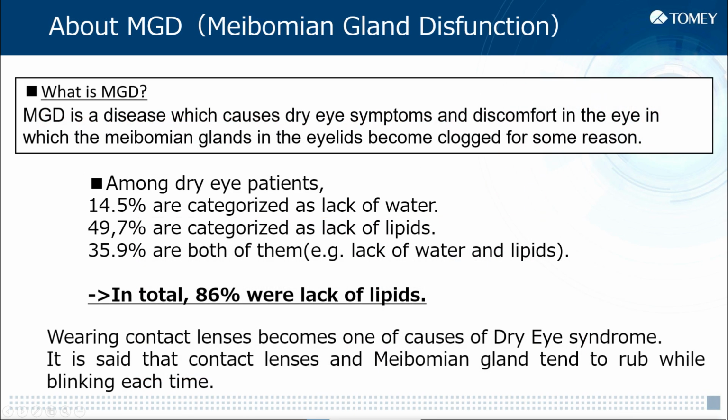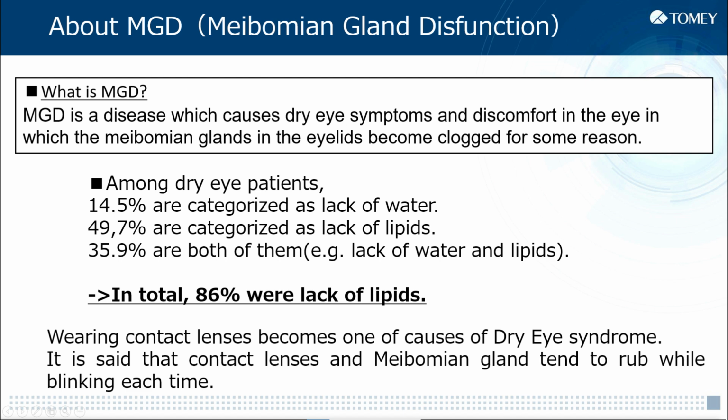There is a study about the relation of MGD and dry eye cases. Among dry eye patients, 14.5% are categorized as lack of water type, 49.7% are categorized as lack of lipids type, and 35.9% are both. So in total, 86% of dry eye cases are related to lack of lipid. That shows how important it is to observe the meibomian gland condition in dry eye patients.